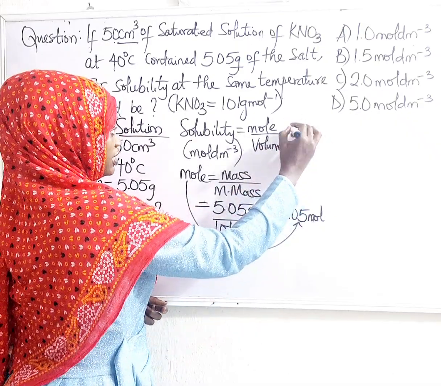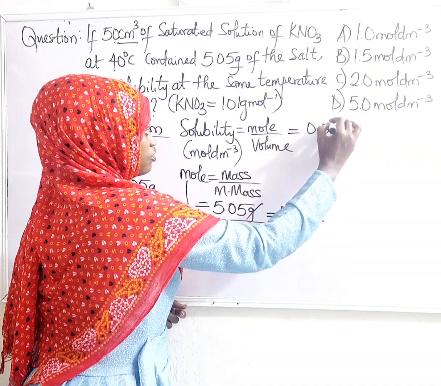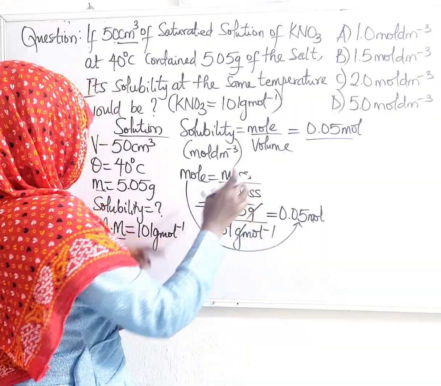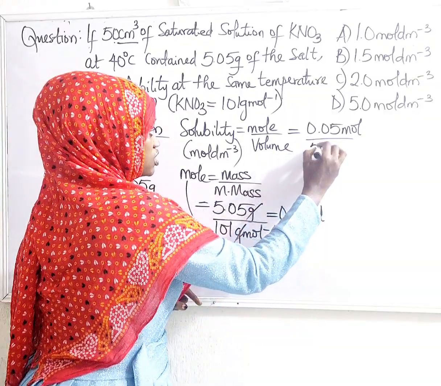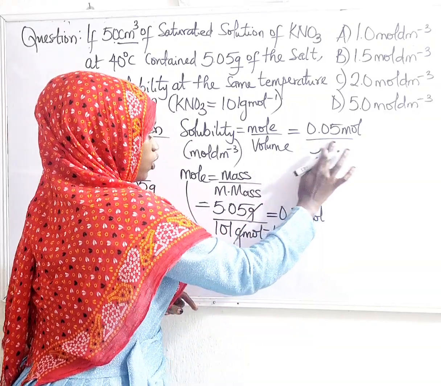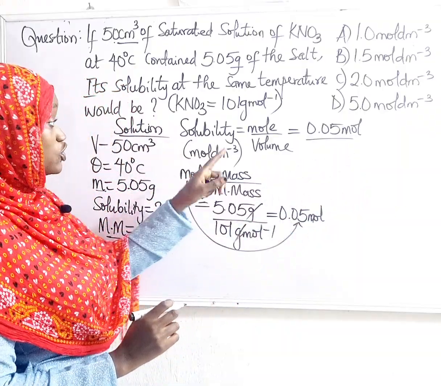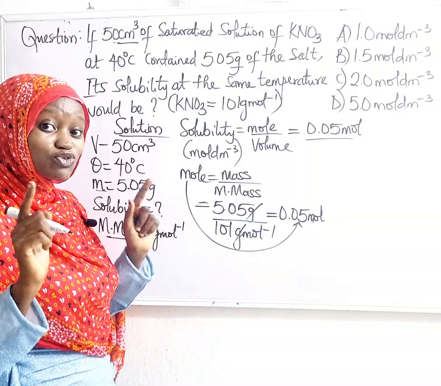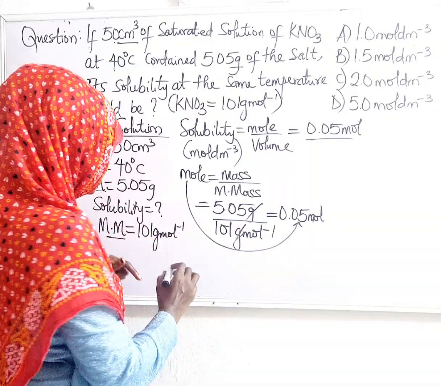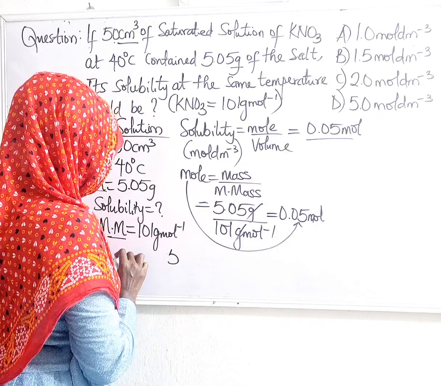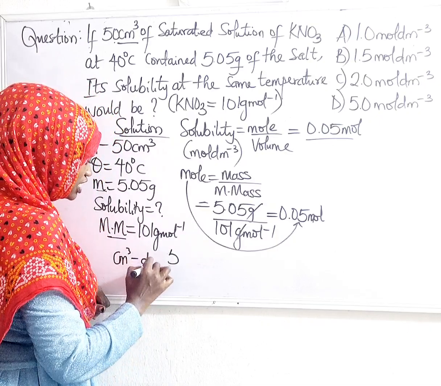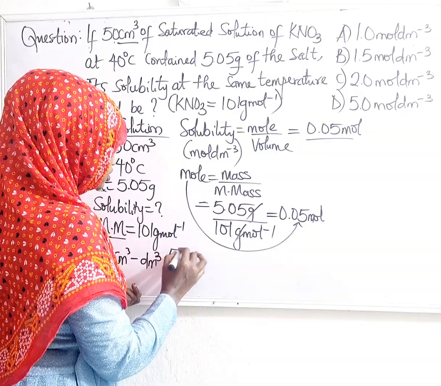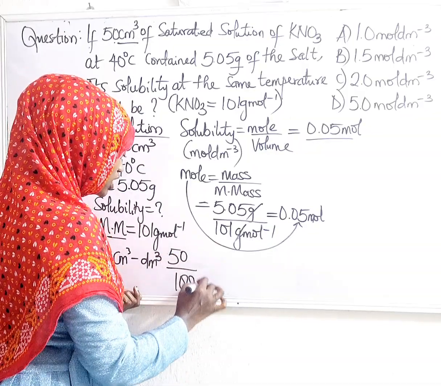So now let's substitute here. We have the mole as 0.05 mole, divided by the volume. The volume given is what? 50. Oh yes, this reminds me, we know the unit is mole per dm cube, but the volume given is in centimeter cube. So we have to convert centimeter cube to decimeter cube. Yes. So now let's convert centimeter cube to decimeter cube. My math students, we divide by 1000, right? So this becomes 50 divided by 1000.